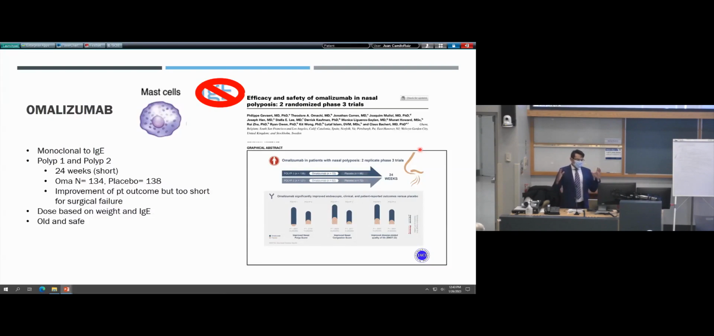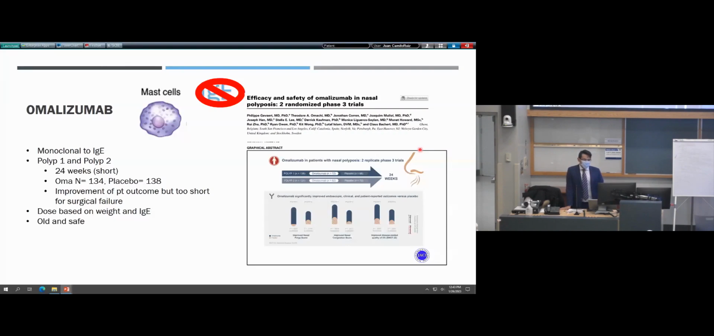What's interesting is that these studies are quite short. They're only 24 weeks compared to the 52-week studies for the previous 2 biologics, but 130 patients on each arm. There's improvement on, again, outcomes like the SNOT-22 patient scores, as well as decreased surgery. But usually the surgical scores are more impressive when you look at them for a full year.